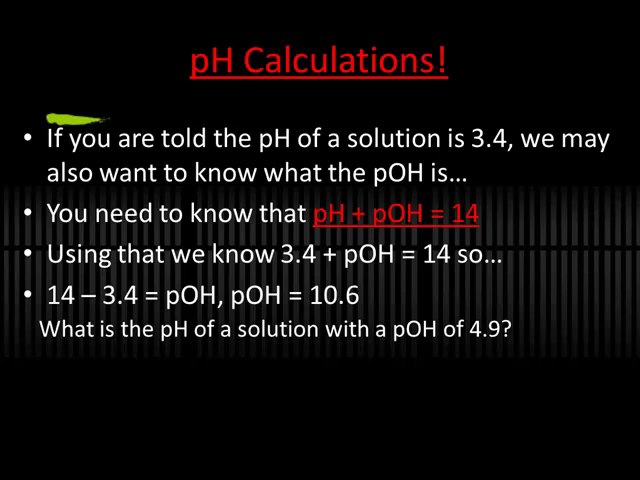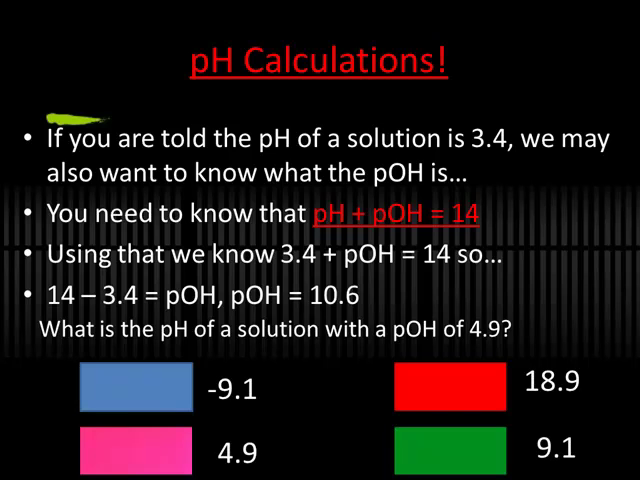So your turn. What's the pH of a solution if your pOH equals 4.9? Go ahead and pause it. Try and solve it. Then hit play when you think you got it. Your answer should be one of these four. Hopefully you got 9.1, because pH plus 4.9 equals 14. We need to solve for the pH, so we subtract 4.9 from each side, which gets us 9.1.